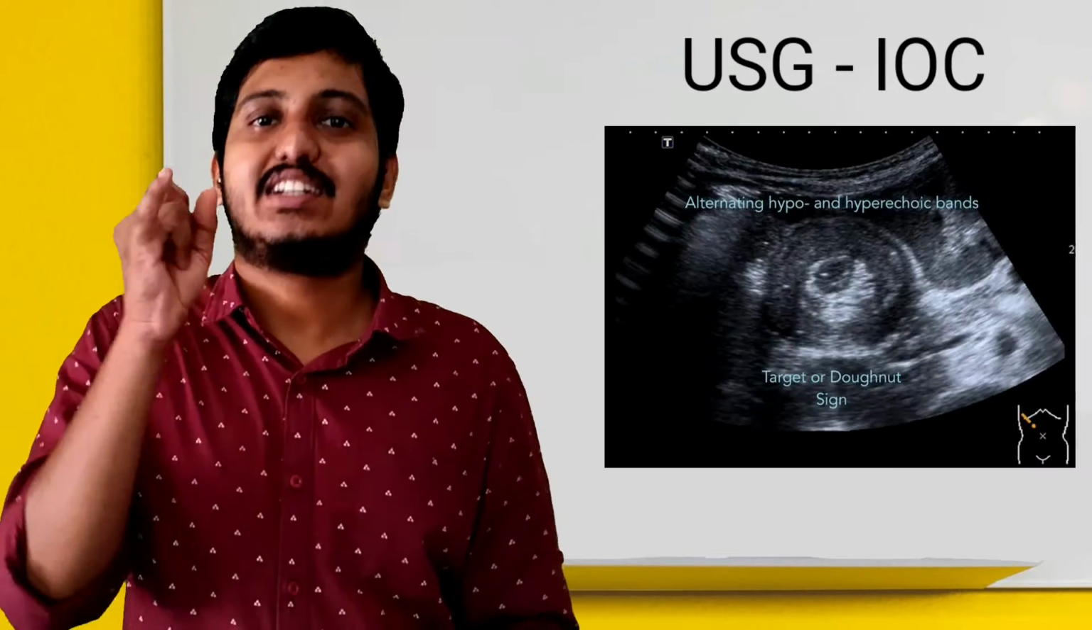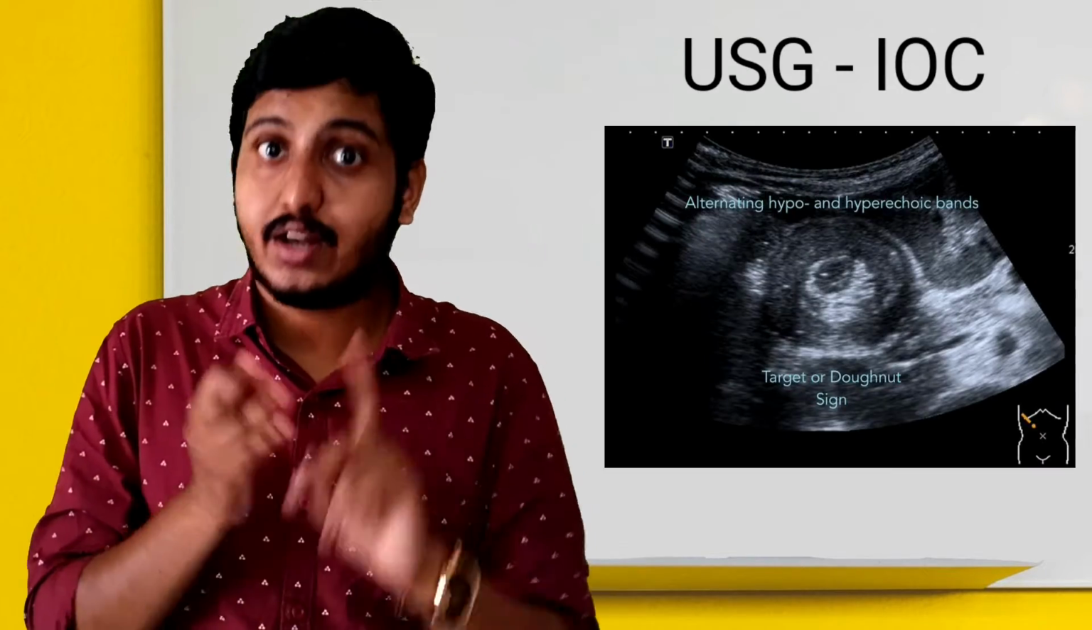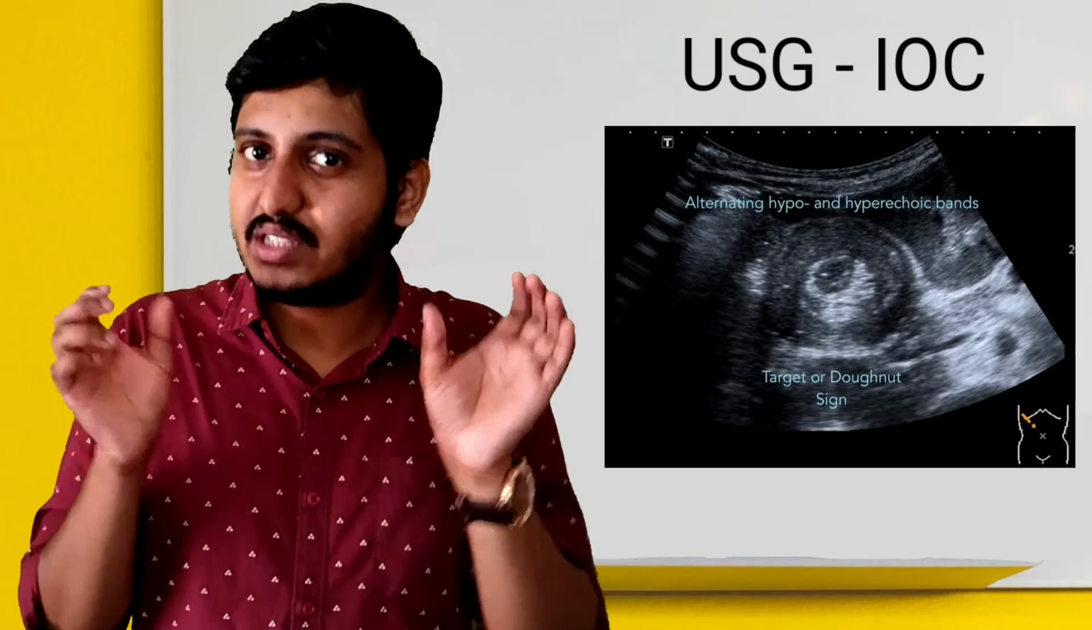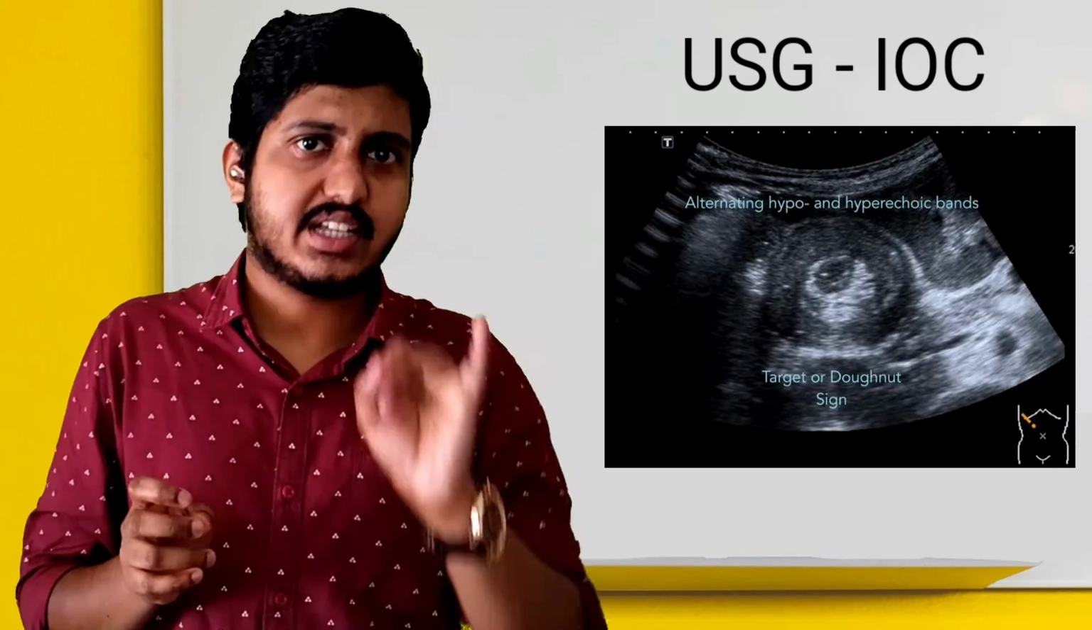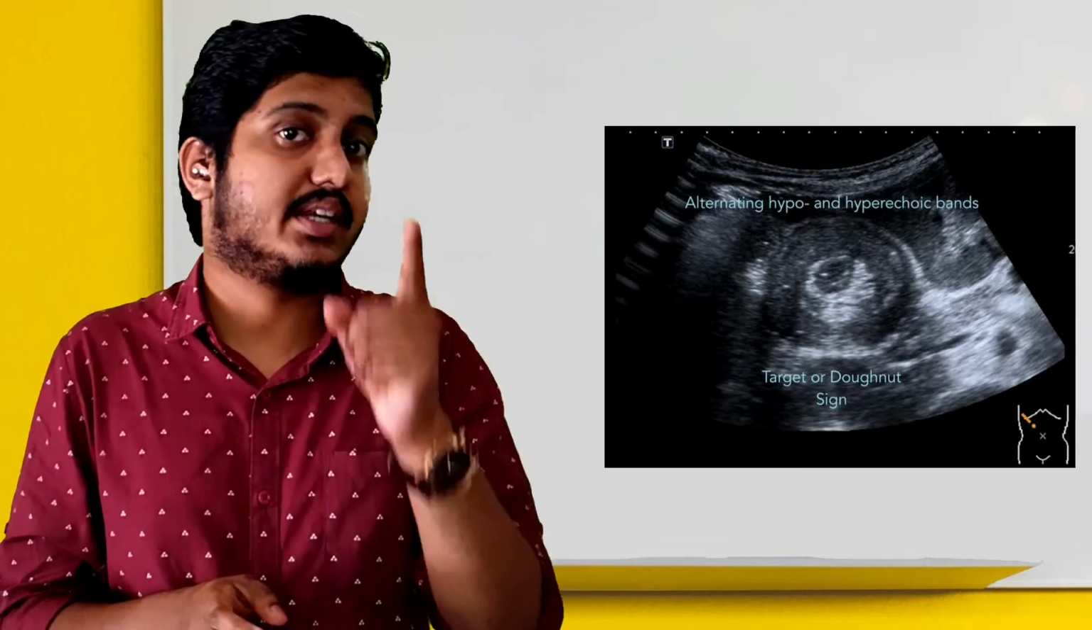Now let's go to the investigations. The first investigation of choice is ultrasound scan, in which we can get a target sign, a pseudokidney sign, or a donut sign. These are very important names: the pseudokidney sign, target sign, or donut sign can be seen in USG abdomen, the investigation of choice.